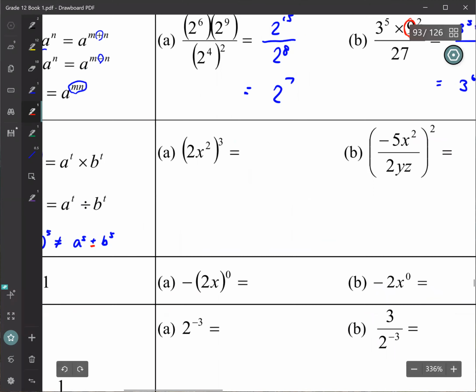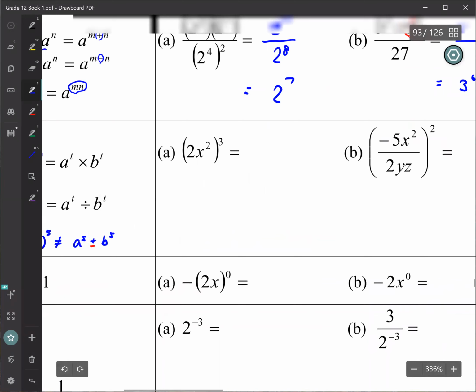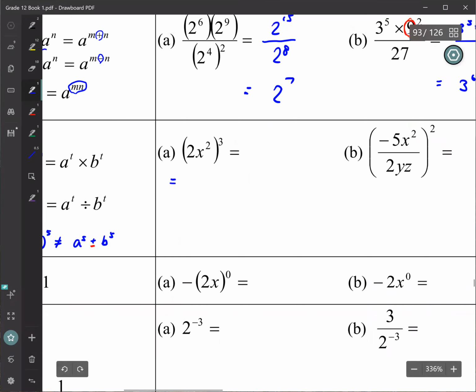So over here, I'll go over question A. So you look at the inside the bracket, right? Outside you have a 3, ready to share. So inside you have 2 bases, okay? 2 parts multiplying. So you can write it as 2, right? And then x squared, that's 2 parts. Each of them gets the cube, right?